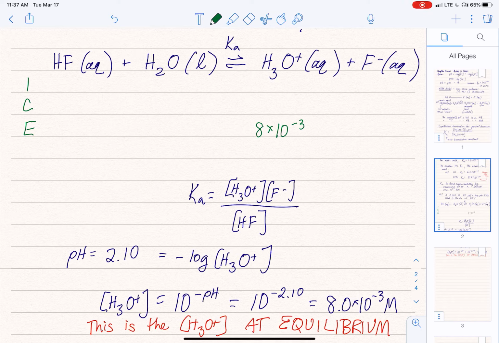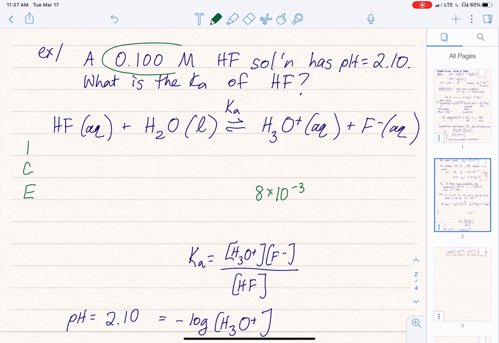Now, what do we know? Well, going back up to the problem, we were given this value, which is the initial concentration of HF. That molarity is the initial concentration of HF. Now, if you look at the stoichiometry of this reaction, for every mole of this, we get a mole of hydronium and a mole of fluoride. So that means that we have an equimolar amount of fluoride at equilibrium as we have hydronium. So these are going to be the same.